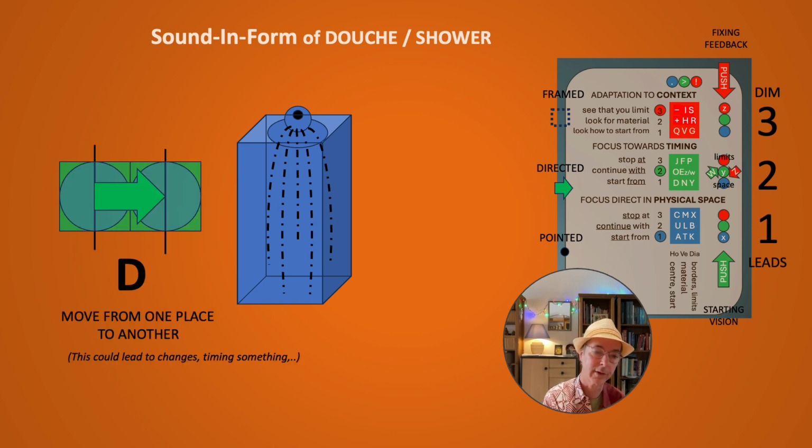The first letter in the word is the letter D, and the letter D, if you look it up in my scheme, is about movement. It's about things that move or change, but it's a movement at the first level. It's a movement which starts from space. So it's a movement which says I make a move from space to space, from one place to another.